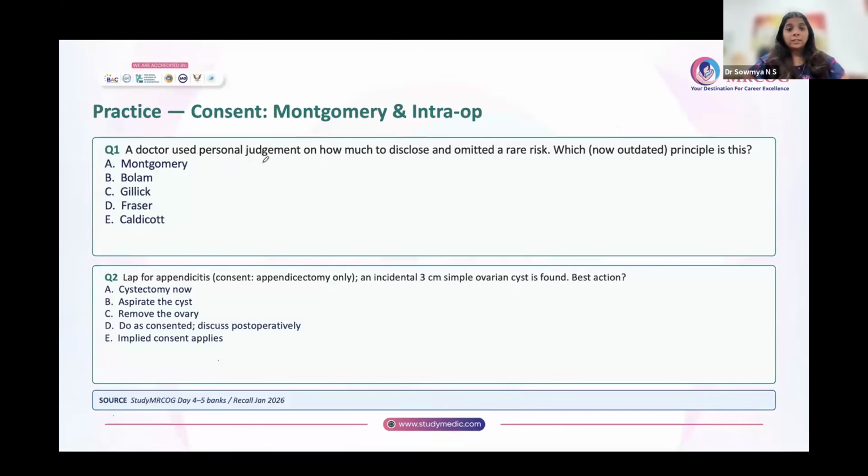Doctor used, okay, this you guys need to think. Doctor used personal judgment on how much to disclose and omitted a rare risk. Which principle is this? Before Montgomery, what was there? Bolam. Consent for appendicitis: consent was there only for appendicectomy.